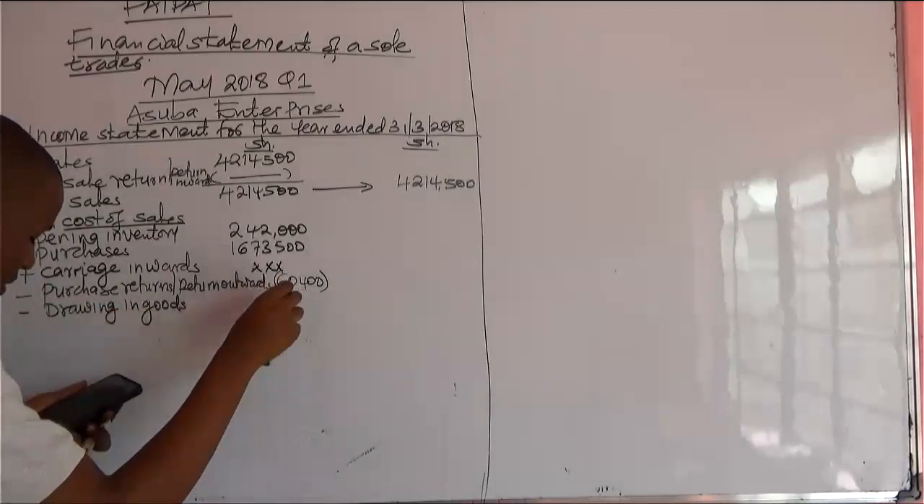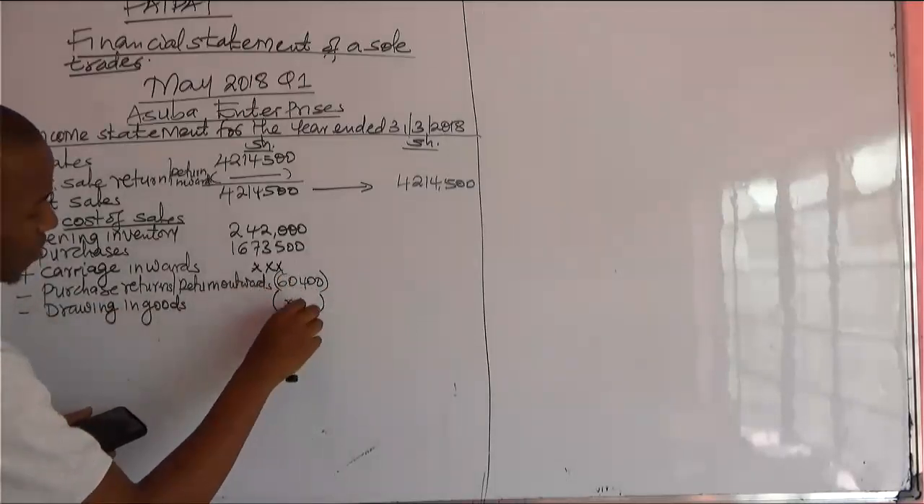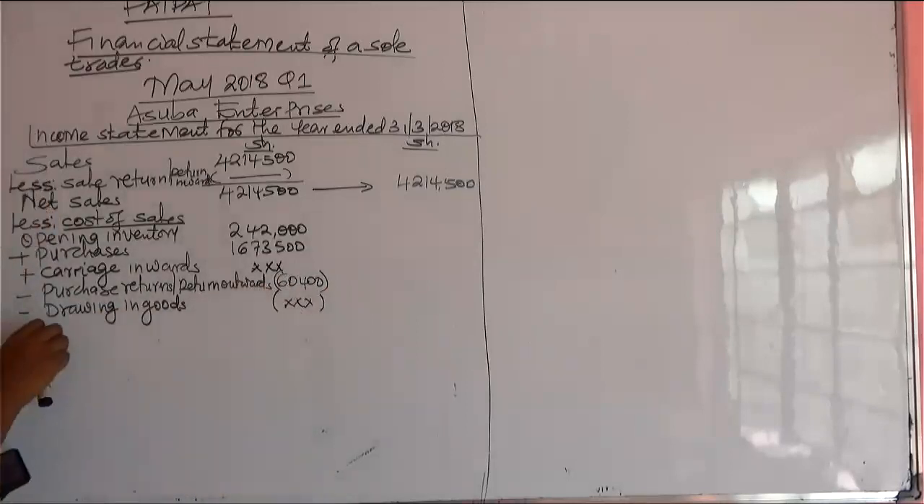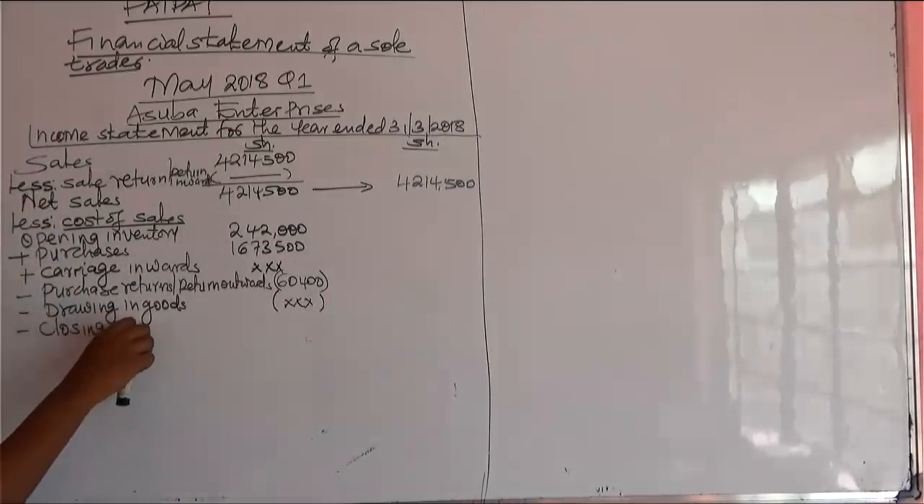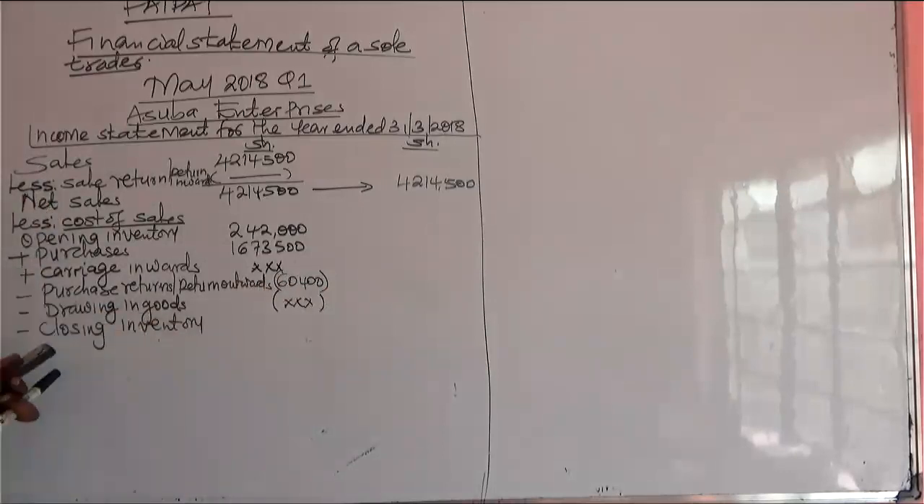Drawings, in our case, we didn't have drawings in form of goods. But in your corner, you less. And then you less the closing inventory. That is how the format should be.